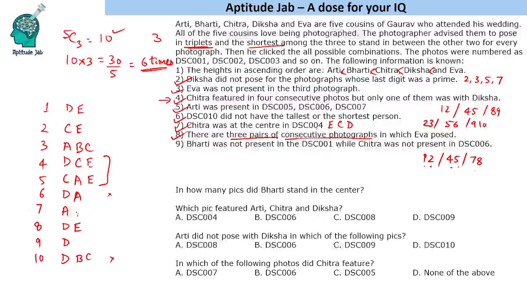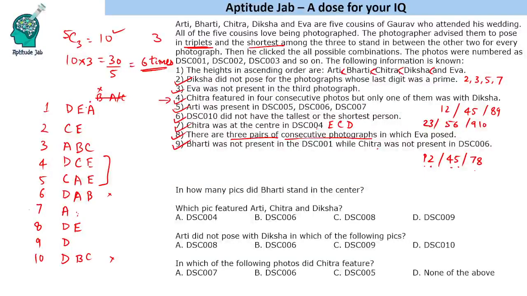Bharti was not present in 001, while Chitra was not present in 006. So Chitra is not present in 6, right? E will not be present. So who will be present? B will be present. C is not present and E will not be present, so B will be present. Bharti was not present in 001, so B is not present. A and C are to be left, right? Here ABCD should come, B is not present. Right, A or C is left. Now D, C and E are already present, so that means it will be D, E and A. Okay, so this is how we have figured it out. Now we have used all the conditions.